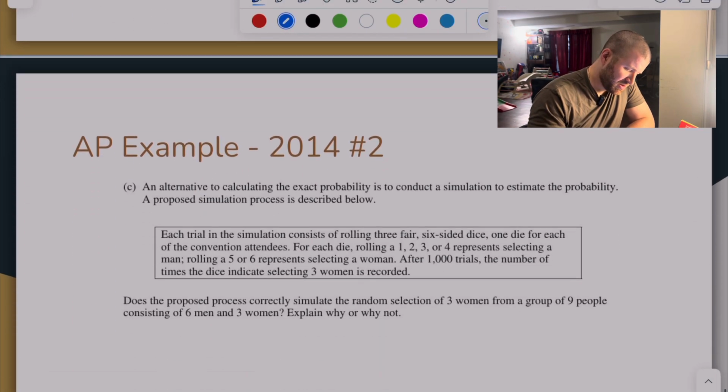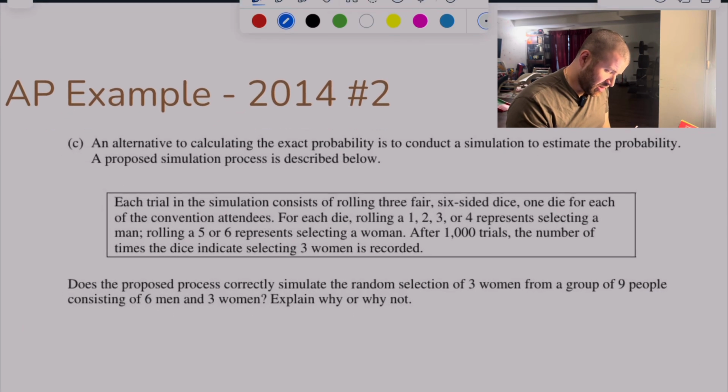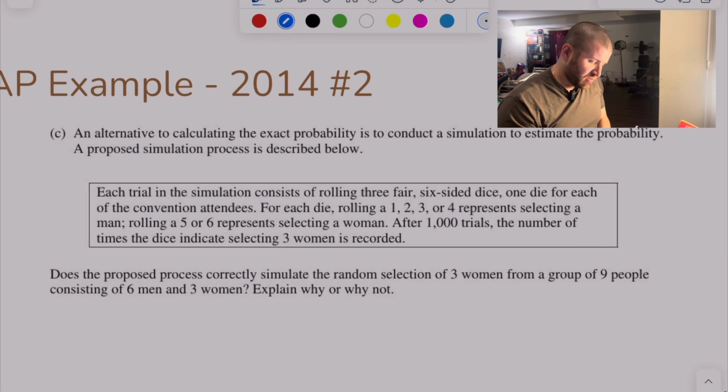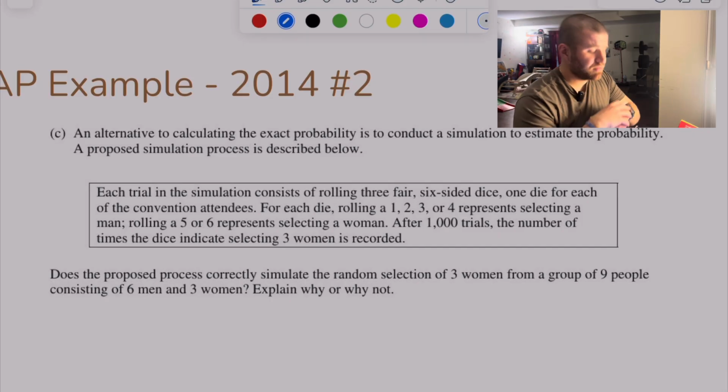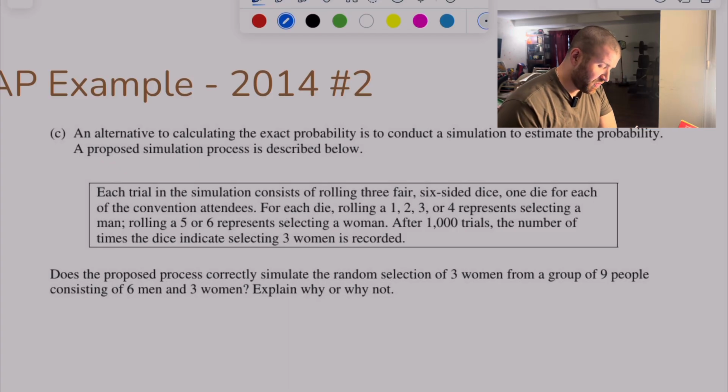So let's take a look at the last part of this question, right? Which is now we have an alternative way to try and randomly select here, right? So to try and make this more fair, we're going to roll a die. And if it's a 1, 2, 3, or 4, it's a guy. If it's a 5 or 6, it's a woman, which correlates to the right probabilities. You have a 1/3 chance of picking a woman and a 2/3 chance of picking a man.